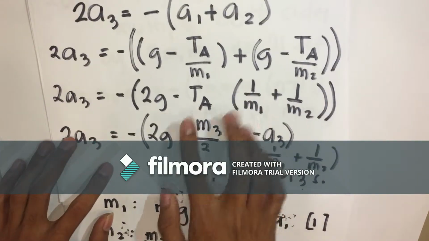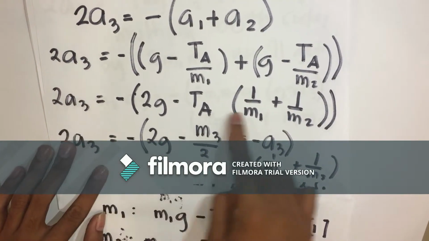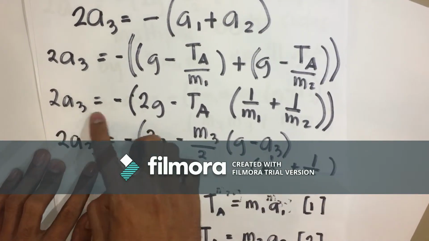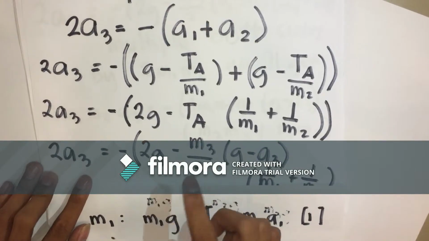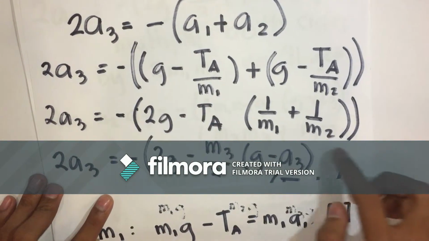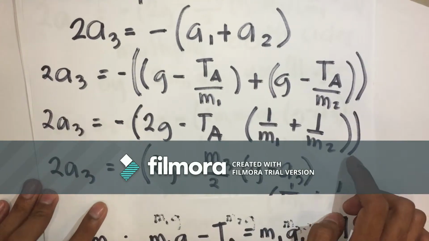So we will use algebra to make the equation simpler too. So 2A3 is equal to the negative quantity of 2G minus TA times 1 over M1 plus 1 over M2.